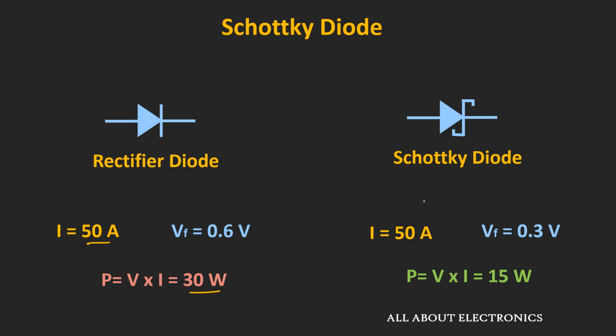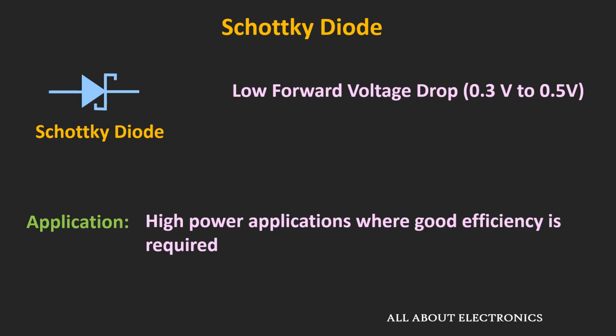On the other hand, if we see the Schottky diode, then the total power which is getting dissipated is equal to 50 ampere times 0.3 volt, that is equal to 15 watt. So for the same current rating, the Schottky diode dissipates less power and hence it generates less heat. So these Schottky diodes are quite useful in the high power applications, particularly where good efficiency is required.